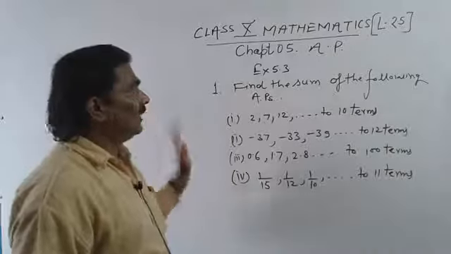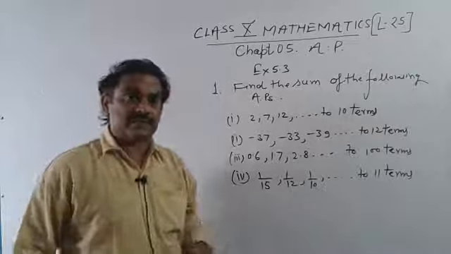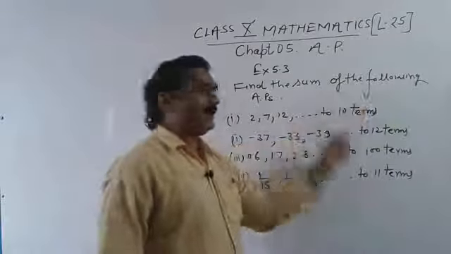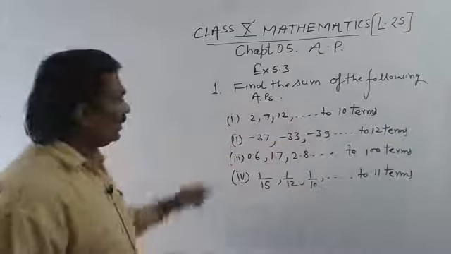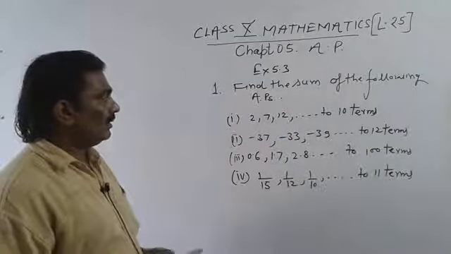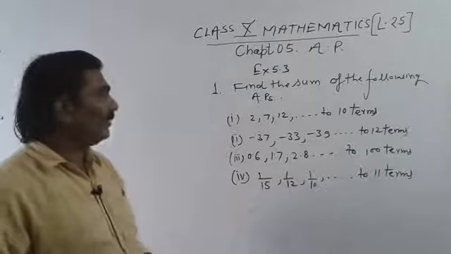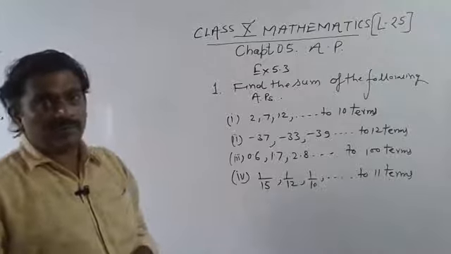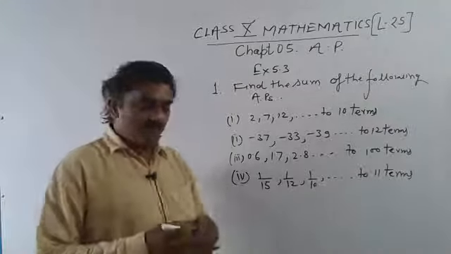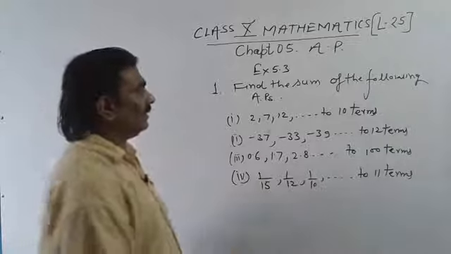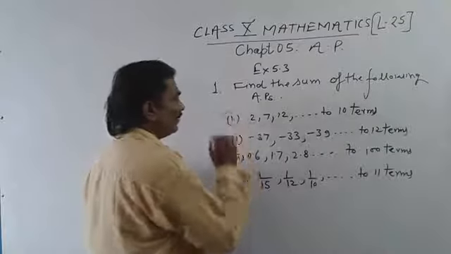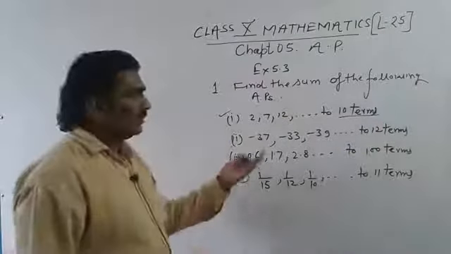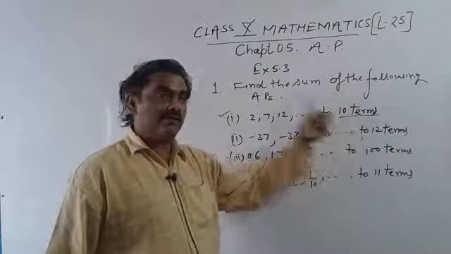Here we have the first question of exercise 5.3. The question is: find the sum of the following APs. In the first question there are 4 parts, and APs are given, and we have to find the sum. How many terms? The number of terms is given in front of the AP. For example, first, 2, 7, 12 up to 10 terms. So no doubt we have to find the sum of 10 terms.